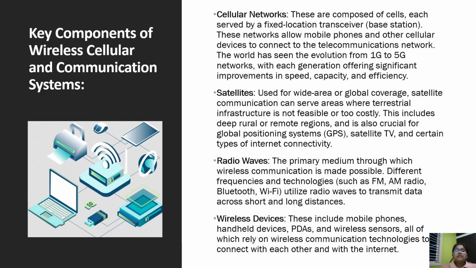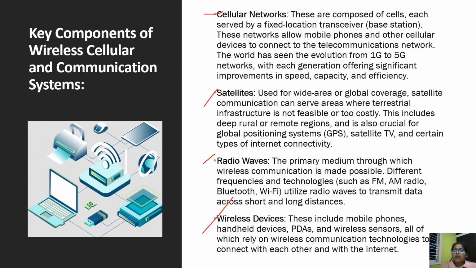Now let us see the key components of a wireless cellular communication system, like what are the basic key components required for establishing wireless communication. There are four basic requirements: cellular networks, satellites, radio waves, and wireless devices.